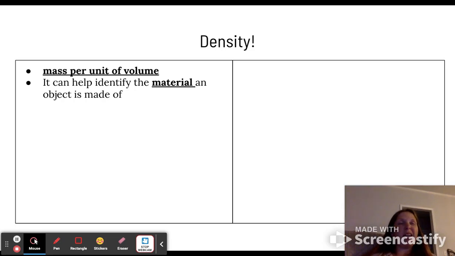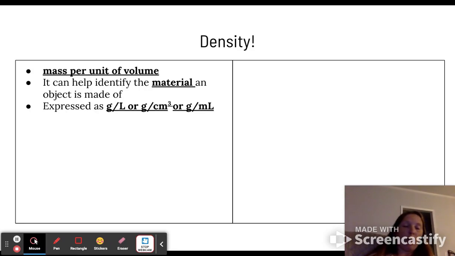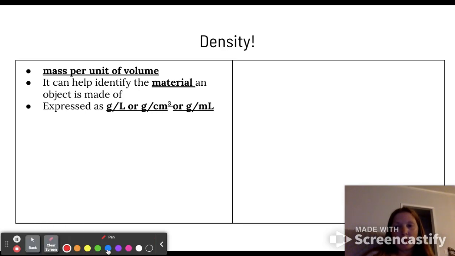This is an intensive property, which means it doesn't matter how much you have, because mass and volume would be in a specific ratio, but it does depend on what you're made up of. Your units for density are grams per liter, grams per centimeter cubed, or grams per milliliter. Normally we use those last two more often.